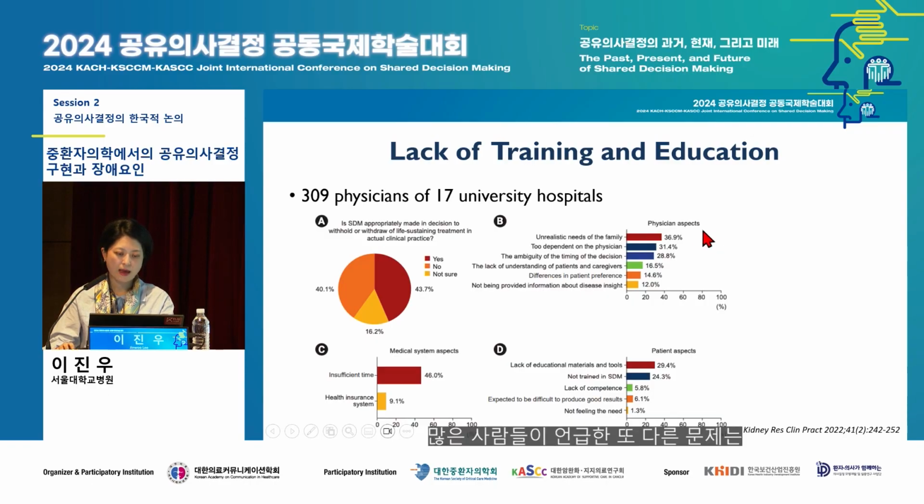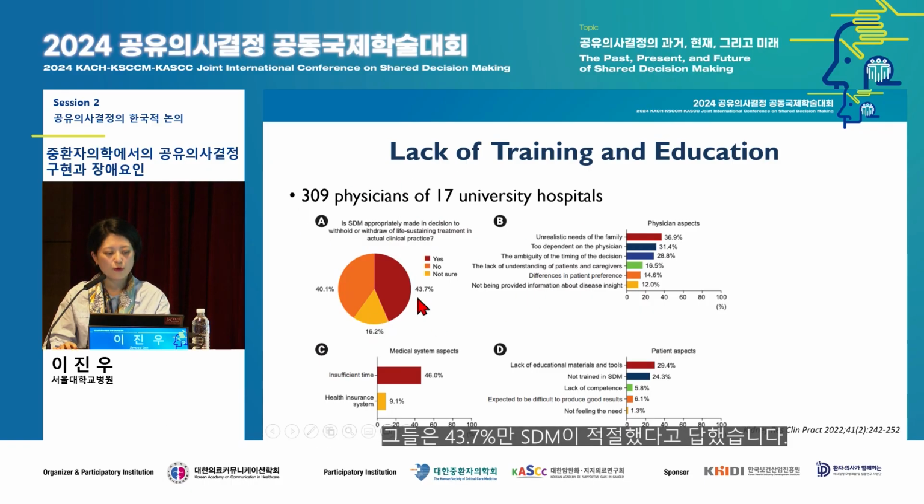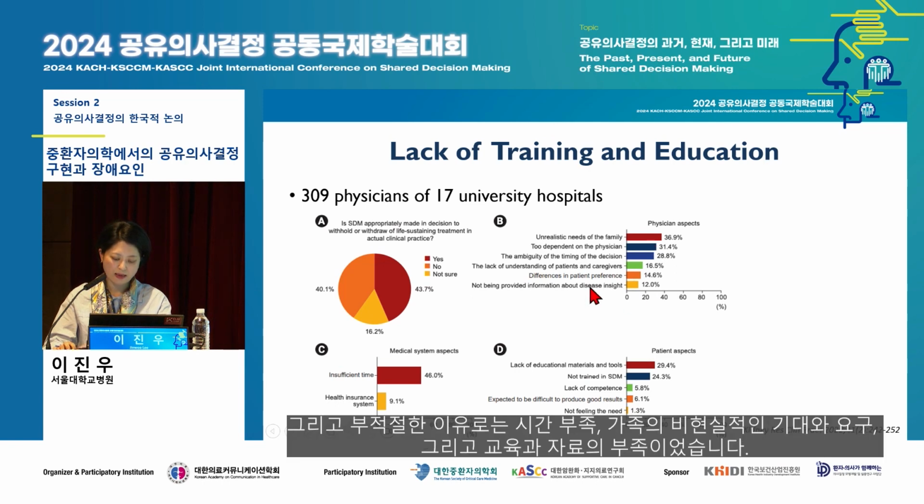Another problem that many have mentioned is the lack of training and education. This was an interesting study, mainly of nephrologists, physicians and residents from 317 university hospitals. They said only 33.7% said that the SDM was appropriate. And the reason for inadequacy was insufficient time, which is always a point that we come back to, and also the unrealistic needs of the family, but also lack of education materials and tools.